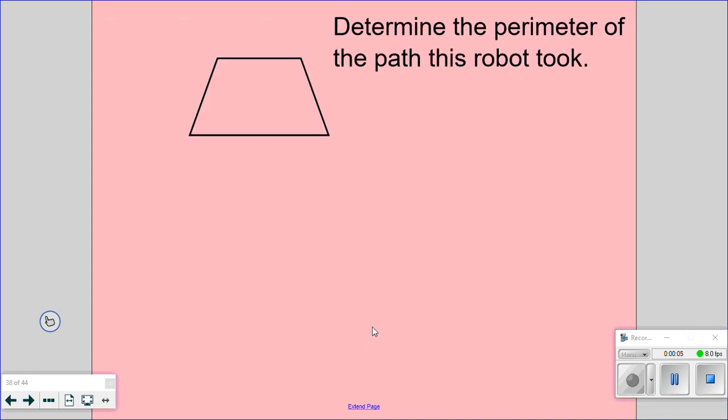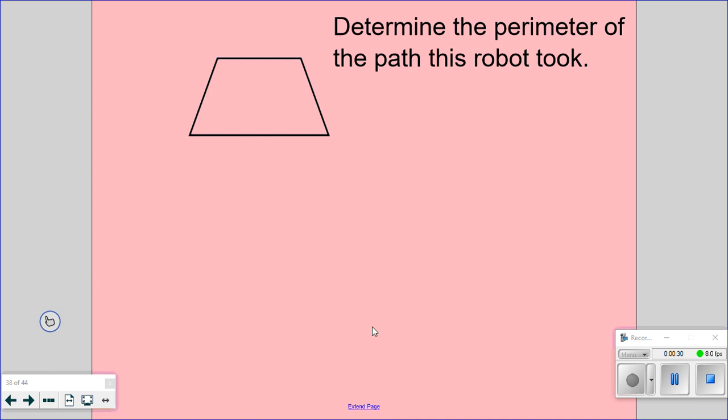What I need in your notebook is I need you to draw this shape, because we are going to be determining the perimeter of the path that this robot took. This is the path that it went. It made this shape. I'm sure you're going to tell me what shape this is. Michael, what shape is that?